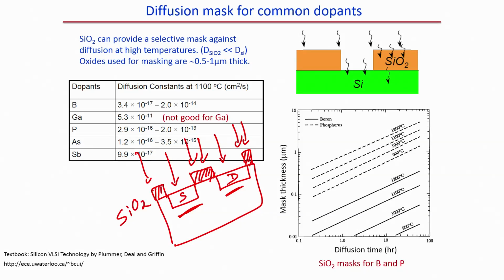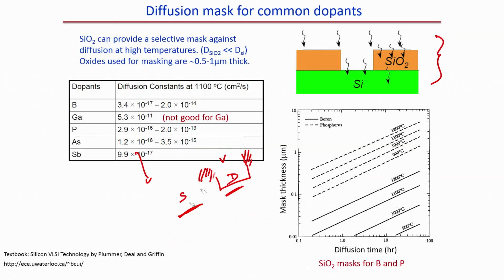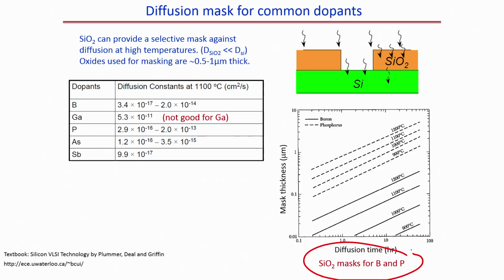So, silicon dioxide can provide a mask against diffusion at high temperature. And what are the materials that are used for diffusion? Boron and phosphorus, depending on whether you want p type diffusion or n type diffusion, whether you want an n channel MOSFET or a p channel MOSFET, whether you want an enhancement type MOSFET or a depletion type MOSFET. This is very important to understand, that the application of silicon dioxide is not limited to gate oxides or masking oxides or pad oxides, it can also be used as a mask against common dopants. So, you can see here silicon dioxide masks boron and phosphorus.